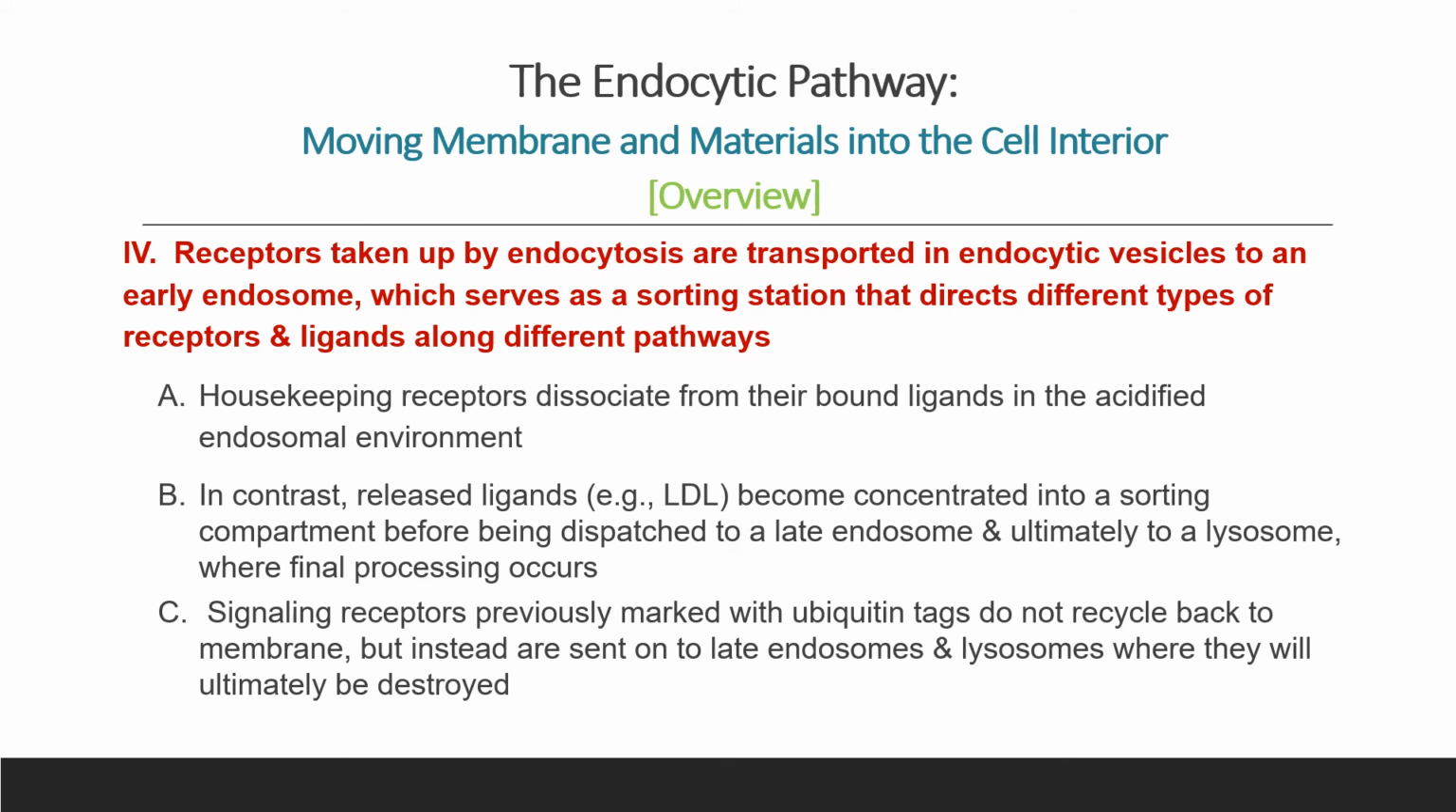Receptors taken up by endocytosis are transported in endocytic vesicles to an early endosome, which serves as a sorting station that directs different types of receptors and ligands along different pathways. Housekeeping receptors dissociate from their bound ligands in the acidified endosomal environment, and in contrast, released ligands become concentrated into a sorting compartment before being dispatched to a late endosome and ultimately to a lysosome where final processing occurs. Signaling receptors previously marked with ubiquitin tags do not recycle back to the membrane, but instead are sent to late endosomes and lysosomes where they will ultimately be destroyed.